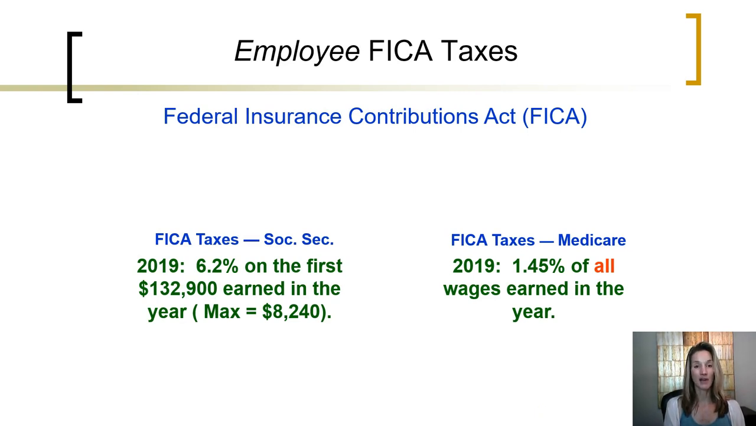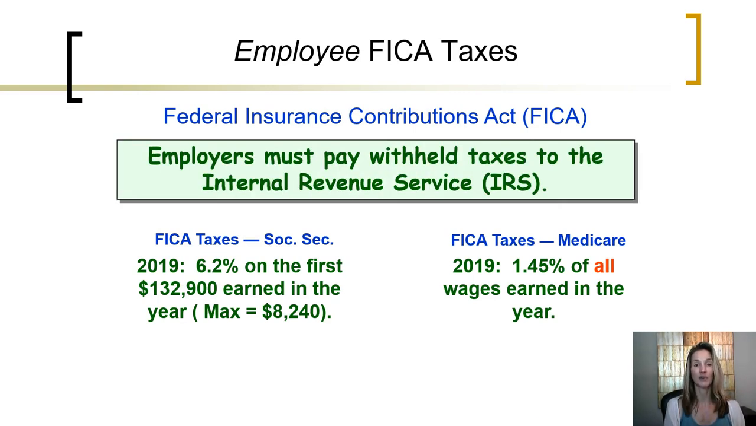Those withholdings are calculated based on different rates, and these change from year to year. As of 2019, Social Security taxes are paid by employees at a rate of 6.2% on any amounts earned up to $132,900. The max amount that an individual can pay related to Social Security each year is $8,240. Once they have paid that amount, they have exceeded that wage cap.